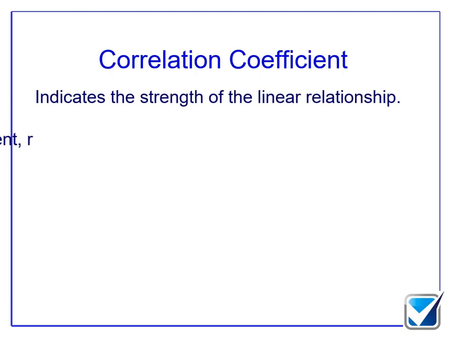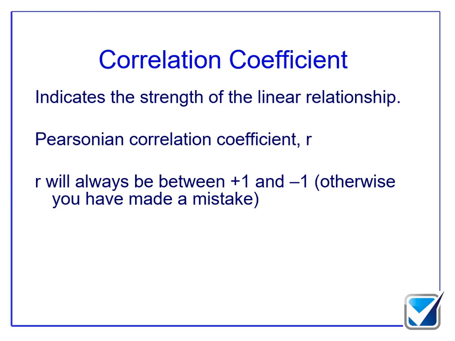And the way that we can measure this thing is through a correlation coefficient. The correlation coefficient is the Pearsonian correlation coefficient that we use. It is known as R. Sometimes you see it as a lowercase r, sometimes as an uppercase R. I'm going to show it as lowercase to make sure it doesn't get confused with anything else.